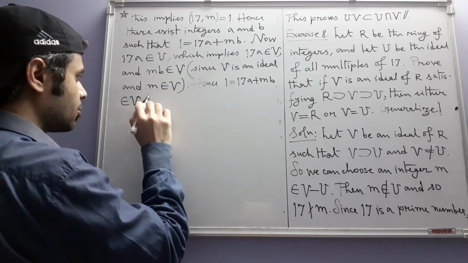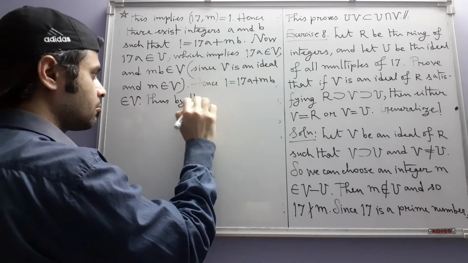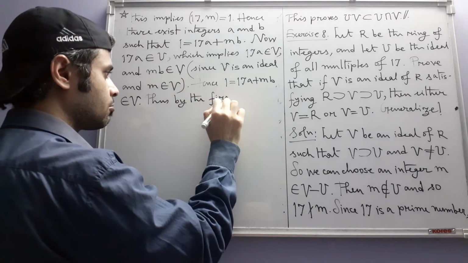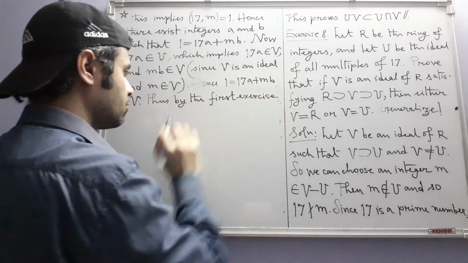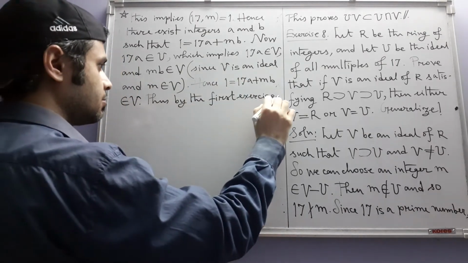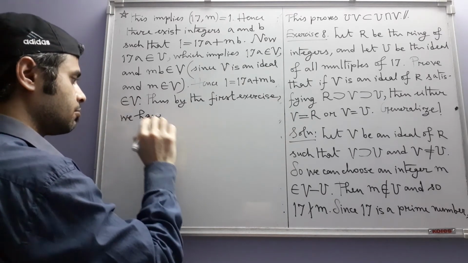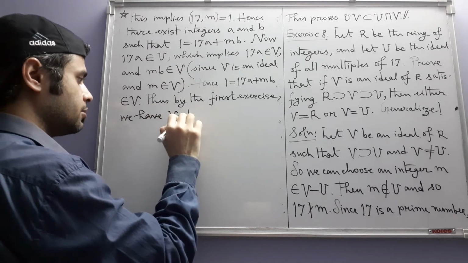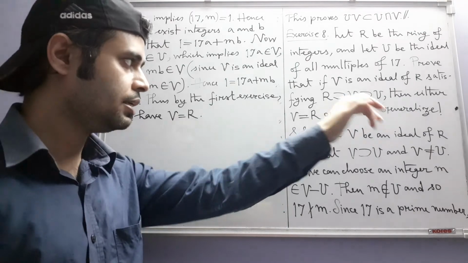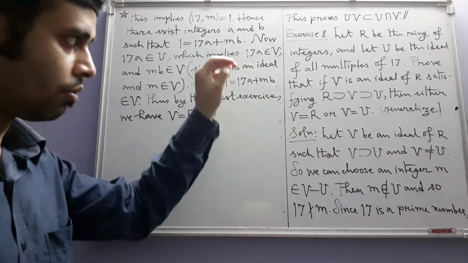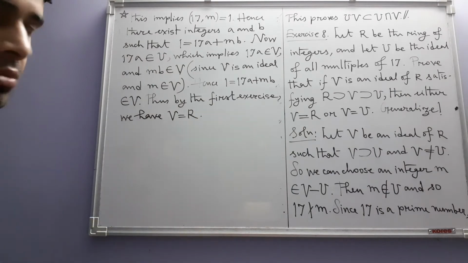Hence, or thus, by the first exercise, we have V is equal to R. So that's what we wanted to show. Either V is U, or if that is not the case, then V is R. So there are only two possibilities.